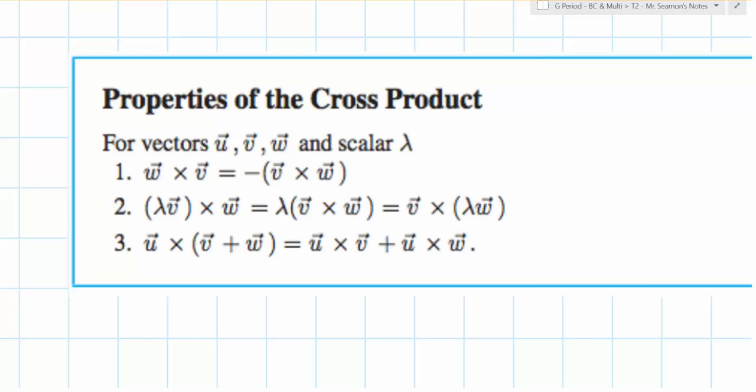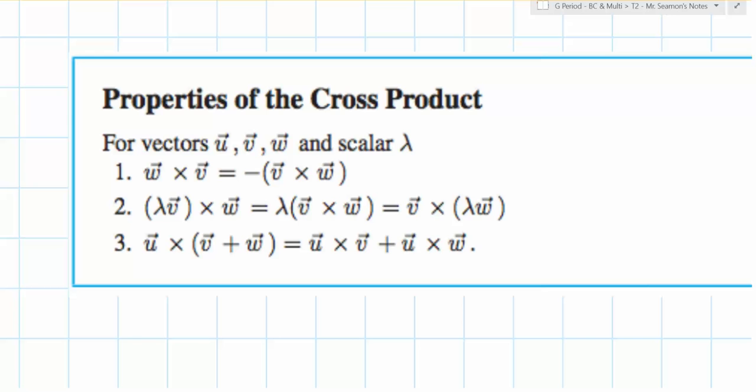What is lambda? What type of thing is lambda? Any constant. Any scalar, any constant, right? So basically what this says is you get to treat a scalar just like you think you should. Where can the scalar go effectively? Anywhere you want. You can do it first to one, or at the end, or first to the other one. Does it matter where you do it? No.